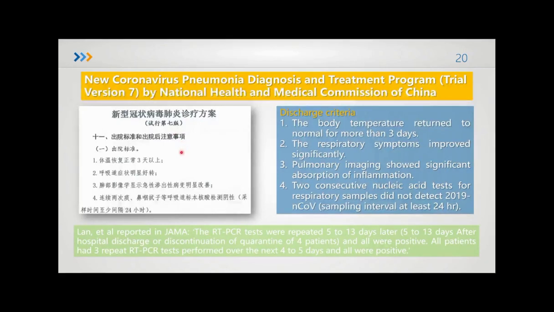So some hospitals I know in China have adopted 3 negative results as a discharge standard. But even so, currently there are still many cases testing positive after patients are discharged from hospital. There would be, I think, 2 possibilities for these circumstances.